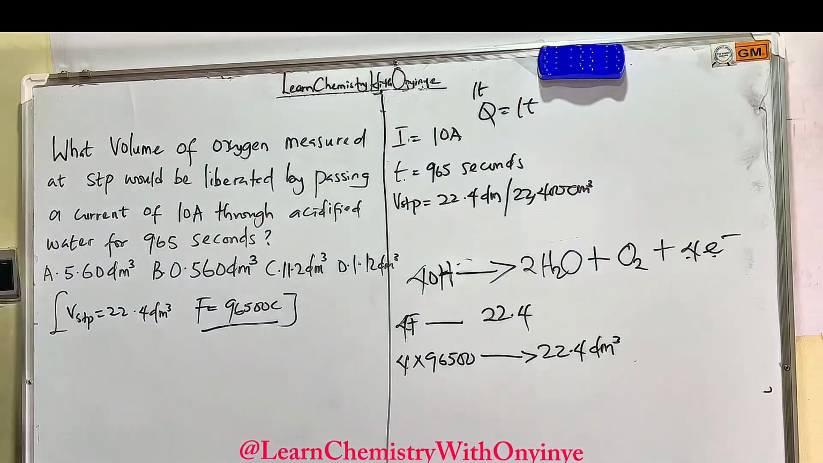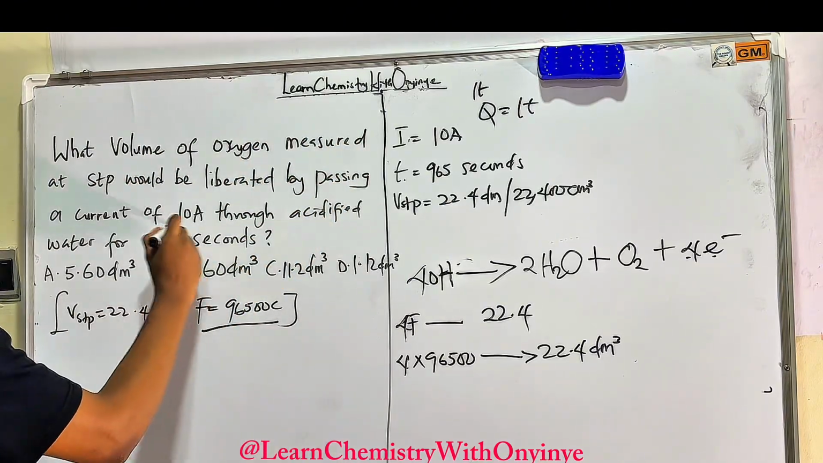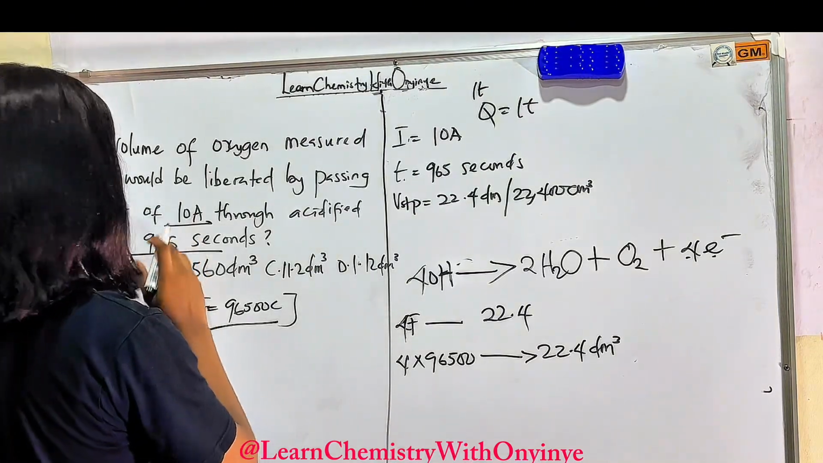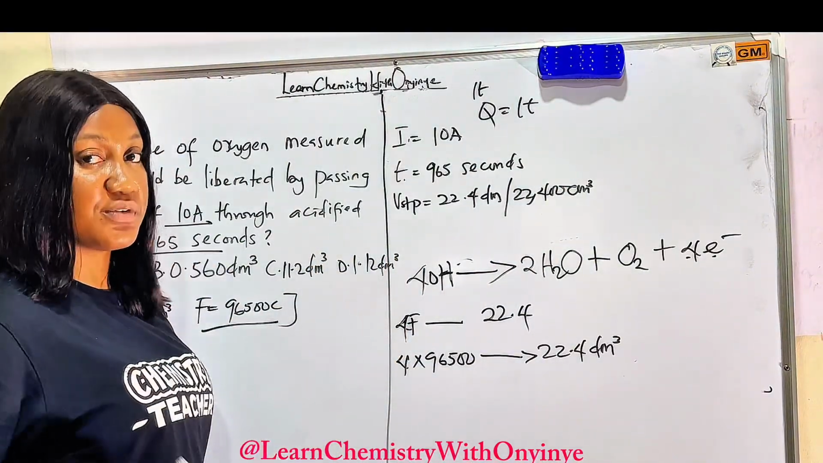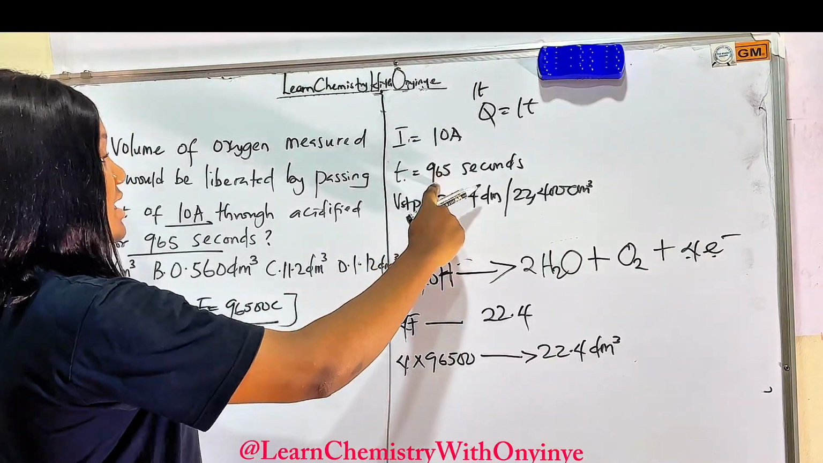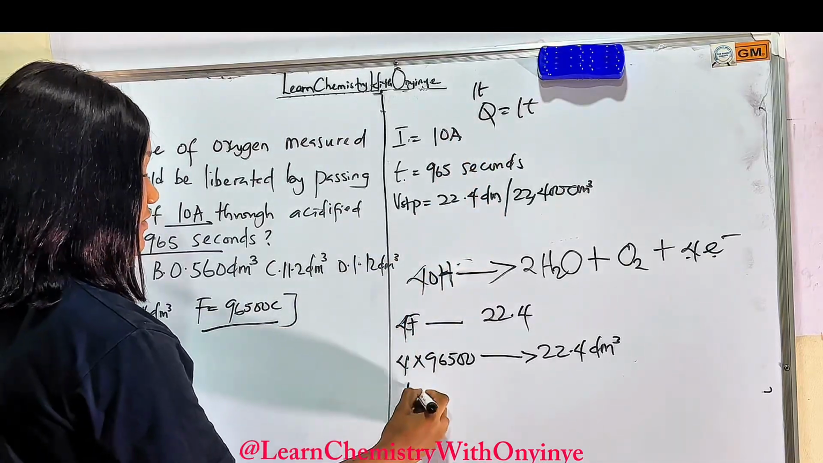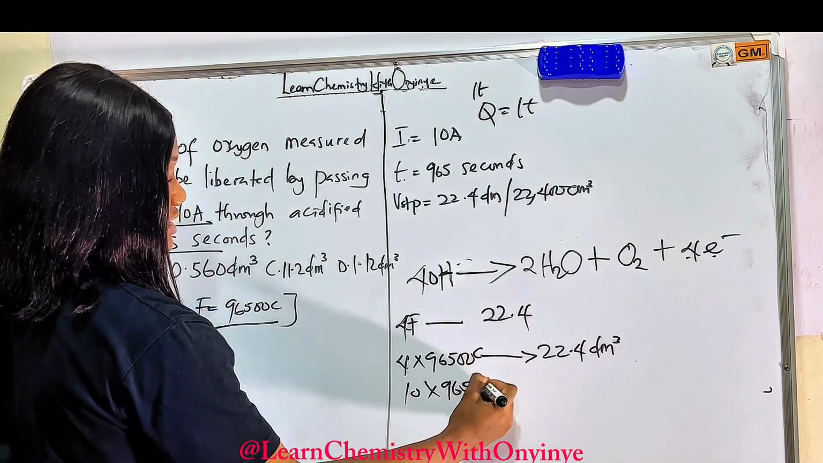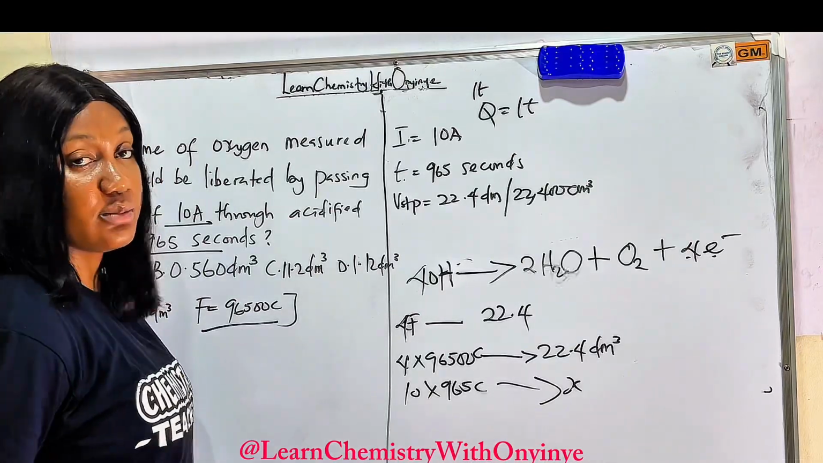Now come back to the question. We're asked what volume at STP will be liberated by passing this current through this water for this amount of time. Now, this is IT. Remember I said whenever you hear of IT, think about Q, and Q is quantity of electricity. So 10 times 965 will give us our quantity of electricity, and both of these are measured in coulomb. So what will this give? X. From here, you're just going to find X.